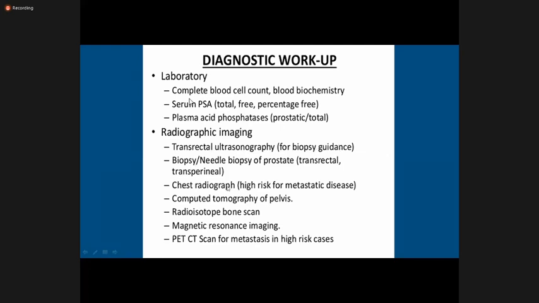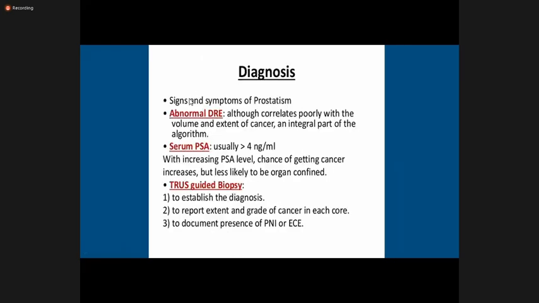So the biopsy, a chest radiograph to see metastatic disease, CT of the pelvis, and bone scan. Bone scan to see the metastasis in the bone. MRI and PET CT. Again, the diagnosis by sign and symptom of the prostate: abnormal DRE, although it correlates poorly with the volume and extent of the cancer, is an integral part of the algorithm.